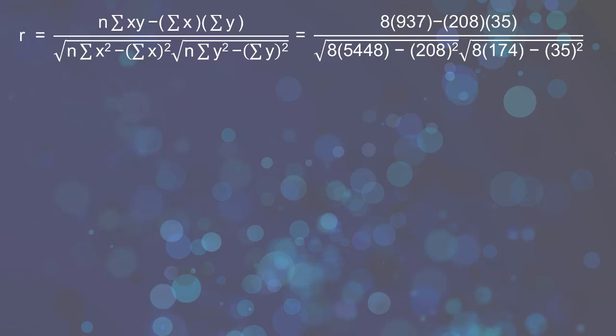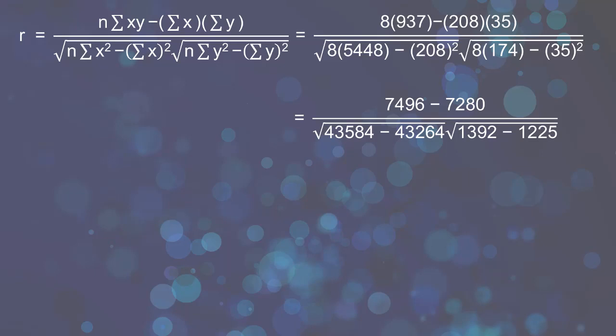Don't try to enter this into your calculator all at once. Try to simplify each piece before we try to enter it into the calculator. So we get 8 times 937 is 7496. 208 times 35 is 7280. 8 times 5448 is 43,584. 208 squared is 43,264. 8 times 174 is 1392, and 35 squared is 1225. Do those three subtractions. So we get 216 over the square root of 320 times the square root of 167.